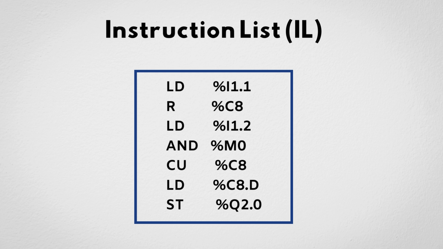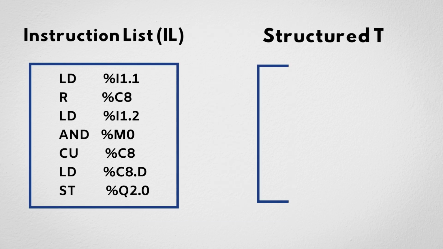Instruction list. IL consists of many lines of code, with a single instruction per line, and is similar to assembler language. Instruction list is very straightforward to read because each line is executed sequentially. Due to the deprecation of IL, if you're considering using it for new programs, you should opt for structured text instead.